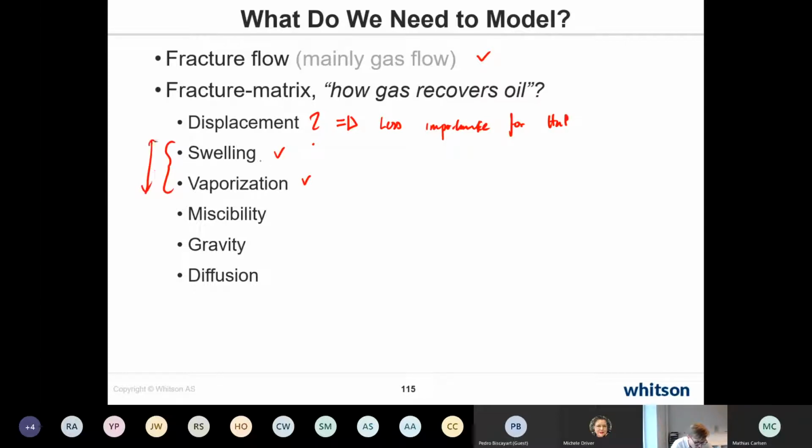So swelling and vaporization, that's mechanisms after mixing has been, I guess, achieved. Miscibility is also related to it, also a PVT part that we've talked about, which is very relevant. Gravity, at least in the matrix, in these low permeability systems, is not that relevant as it would, for instance, be in a conventional type of flood with gravity segregation and whatnot.